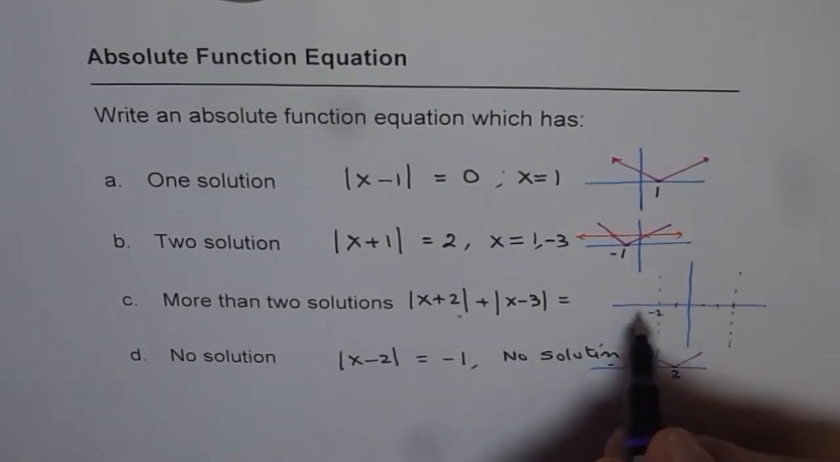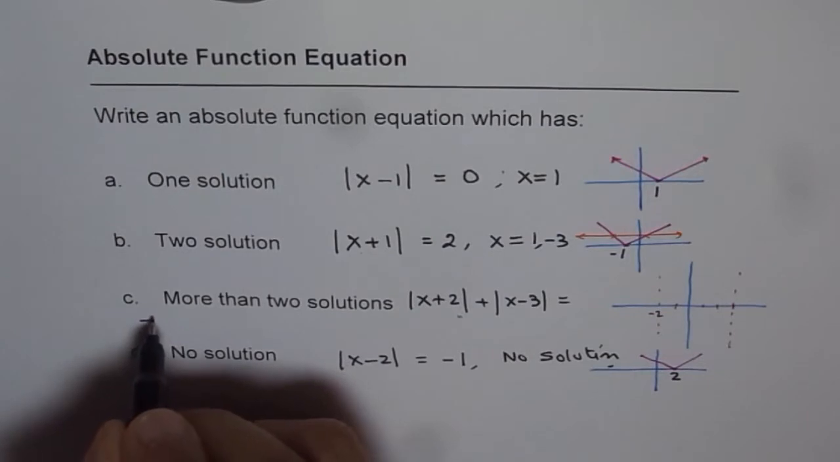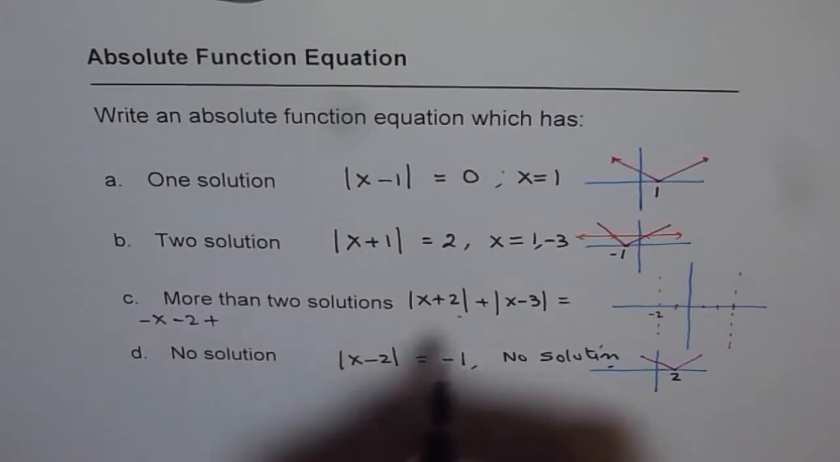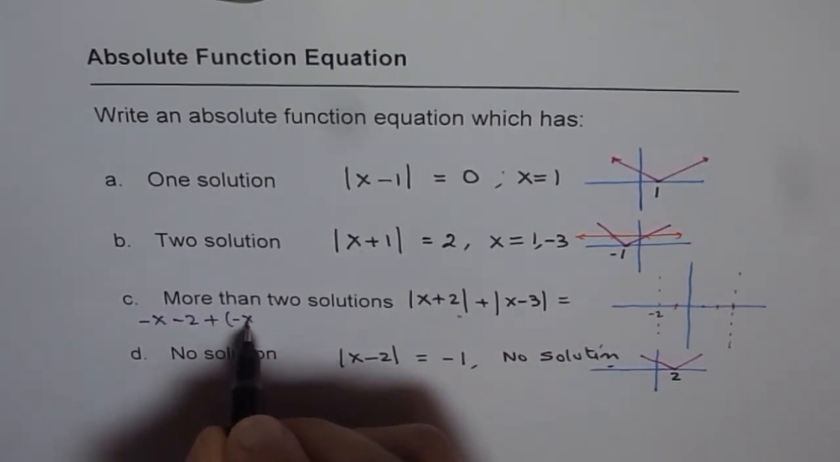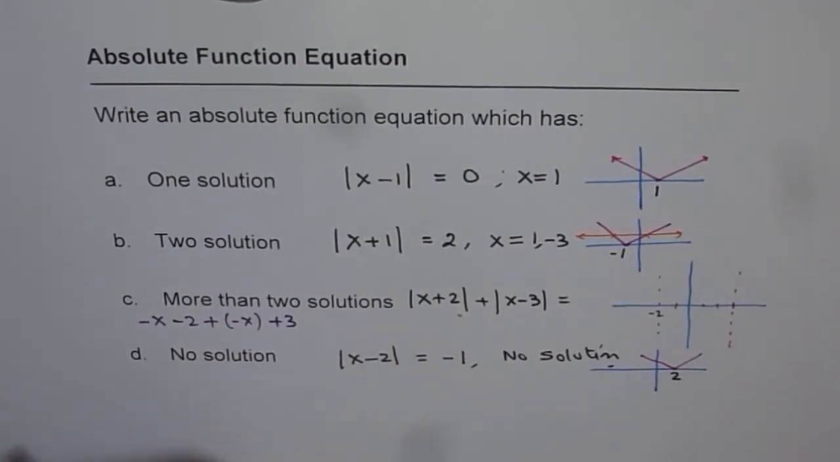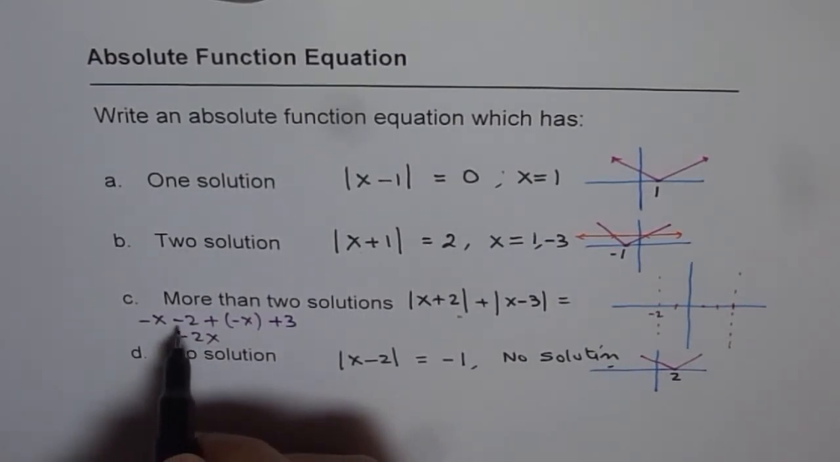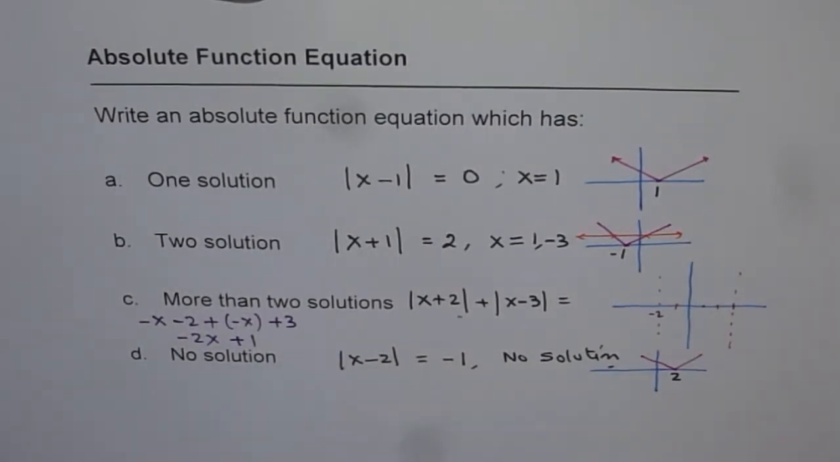So let's solve on the left side of minus 2. It will be the negative of these, so that will give us minus x minus 2, right? Plus negative, this is minus x, so let me write minus x, and minus of this will be plus 3, right? That is what we get. So that is minus 2x, and here we get minus 2 plus 3 as plus 1. So that is what we get when we are considering the domain from negative infinity to negative 2.